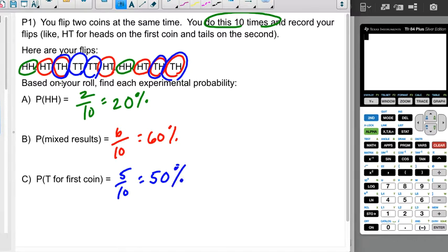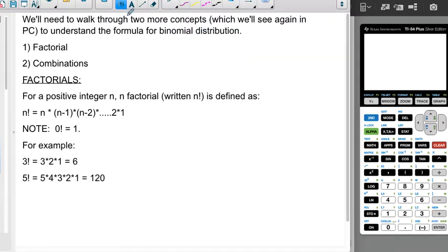And again, theoretical is when you're talking about what ideally should happen in the real world, like you get a 50% chance of flipping and getting tails. But experimental is what happens when you actually flip a coin, or when I give you fake data that says you flipped a coin and you use the data to answer. All right, so we'll need to walk through 2 more concepts, which we'll see again in pre-calc to understand the formula for binomial distribution. So let's go ahead and walk through them.